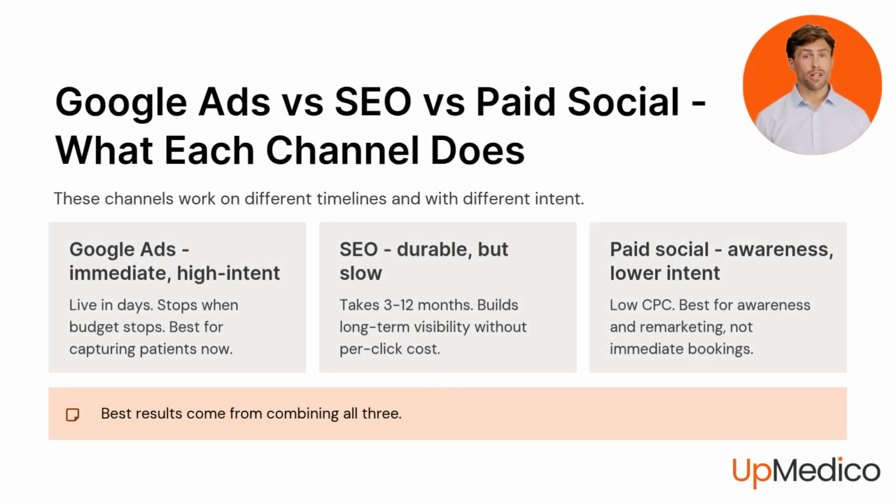These three channels are connected, but they do very different jobs. Google Ads is immediate. Campaigns go live in days, reaching patients already searching for a service. When the budget stops, the traffic stops. SEO takes 3 to 12 months to produce consistent results, but once rankings hold, traffic continues without a per-click cost. Paid social has a lower CPC, but lower intent. Patients on Meta are browsing, not searching. It works for awareness and remarketing, not for immediate bookings. The best patient acquisition strategies combine all three.